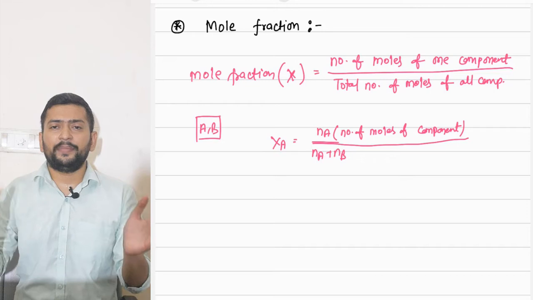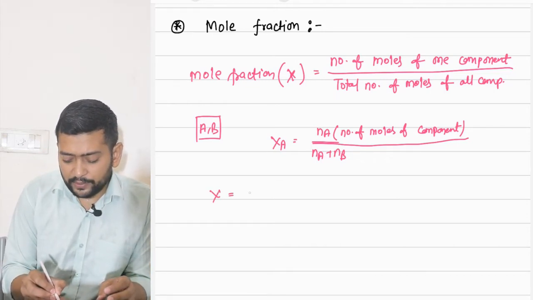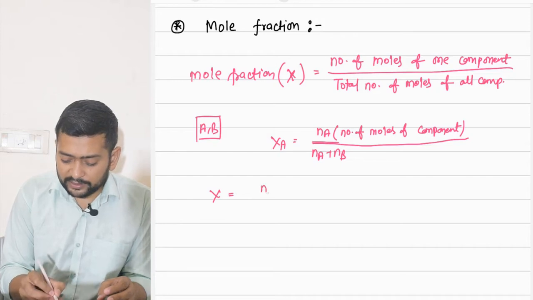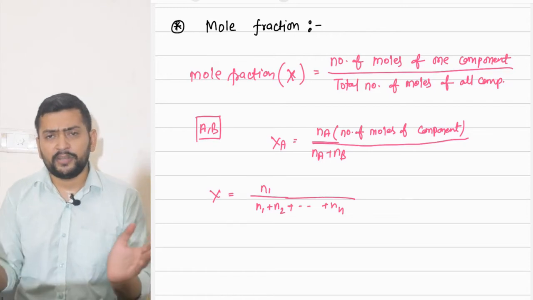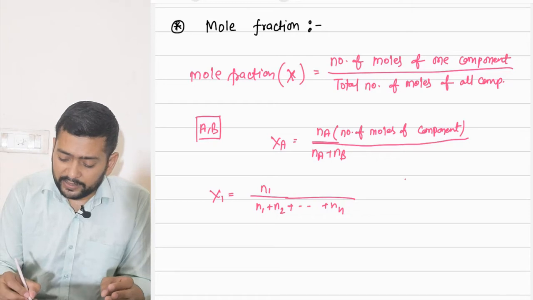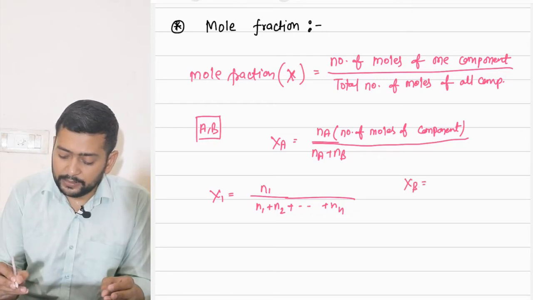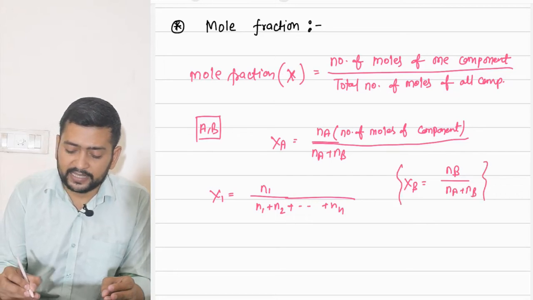For example, if we have N components, then zeta 1 for the first component will be equal to N1 divided by N1 plus N2 plus so on up to Nn. This is zeta 1. Now for the second component, like for B, zeta B will be equal to Nb divided by Na plus Nb. I hope this is clear to you.